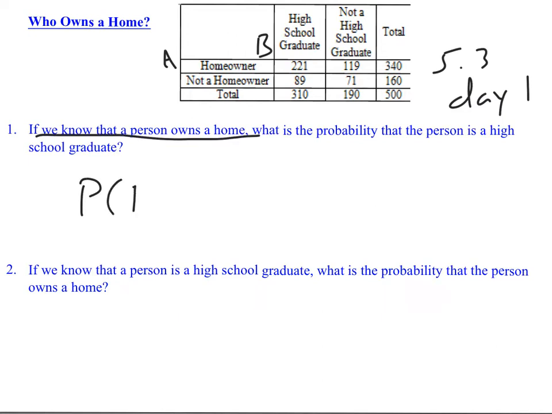The way this would be written would look like that. This vertical line can be read "given that." So we're looking for the probability of event B given that event A has occurred. That was our condition. So what comes after the "given that" is always your condition.